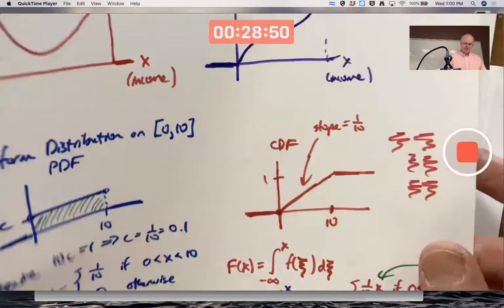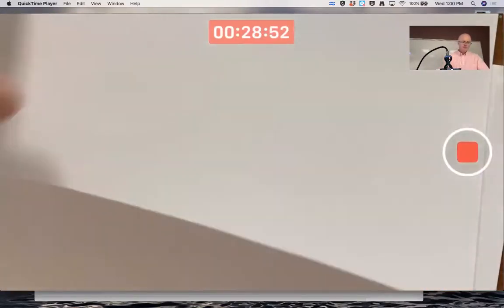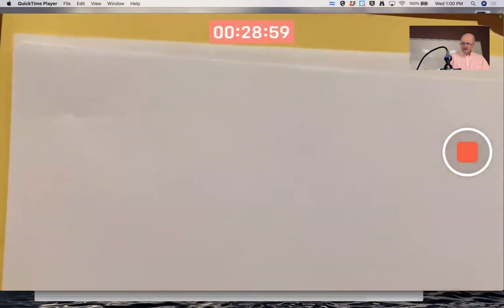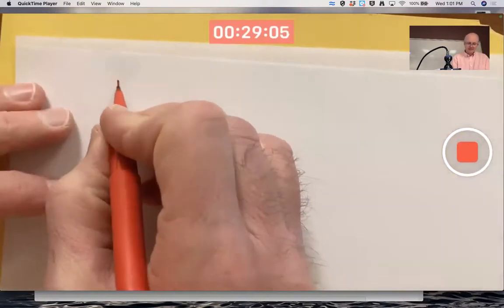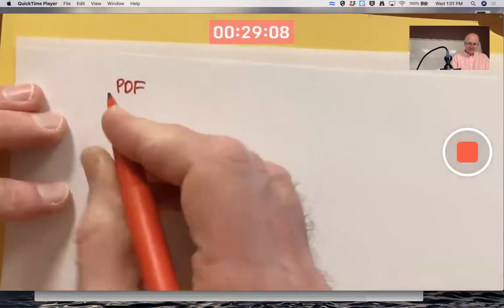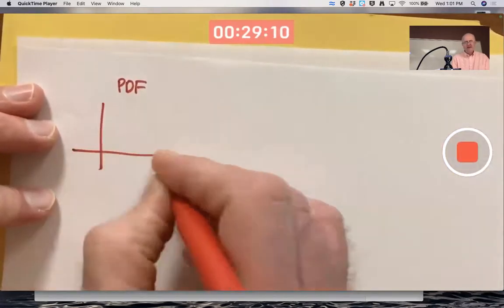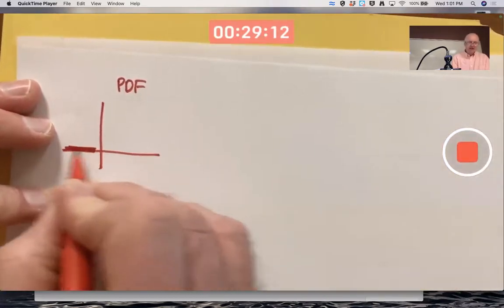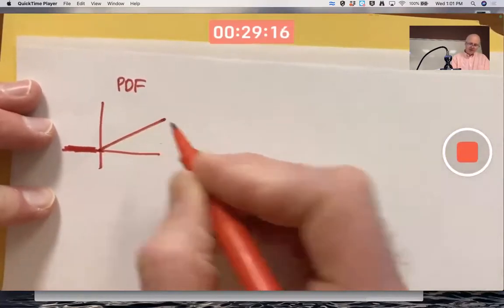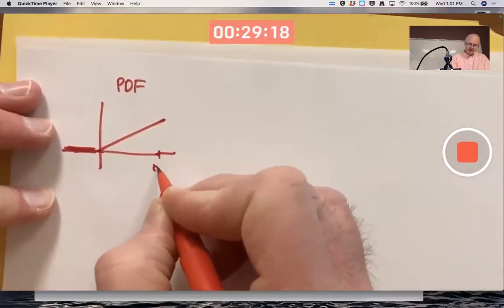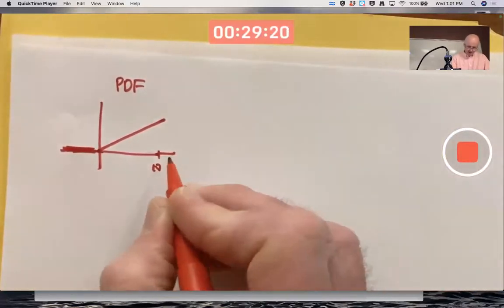Let's do another example. This time, let's make the PDF be not a horizontal line, but some slanted line. Let's still make its value 0 when x is negative. Let's make it be some slanted line with a positive slope when x is between 0 and 10. And then 0 otherwise afterwards.